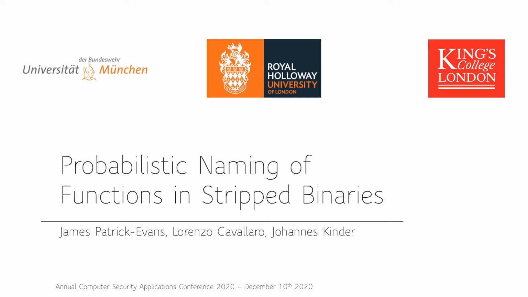Hi, my name is James Patrick Evans, and today I'm going to be presenting our paper, Probabilistic Naming of Functions in Stripped Binaries. This is joint work done in collaboration with Lorenzo Cavallaro and Johannes Kinder.